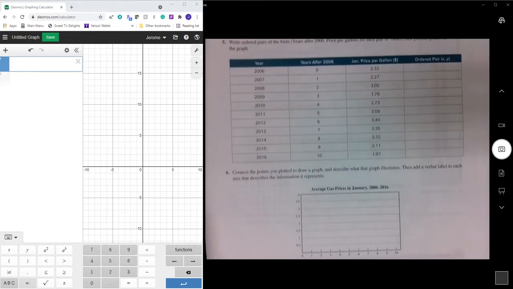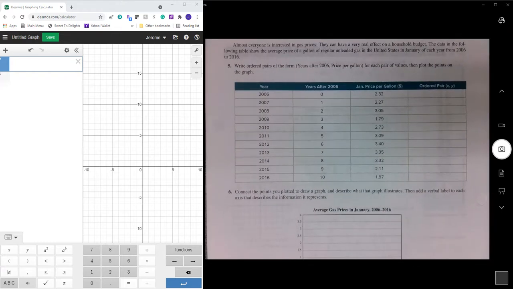All right, now we go here to the back. It says almost everyone is interested in gas prices. They can have a very real effect on a household budget. The data in the following table show the average price of a gallon of regular unleaded gas in the United States in January of each year from 2006 to 2016. Write ordered pairs of the form years after 2006 and then price per gallon for each pair of values. Then plot the points on the graph.